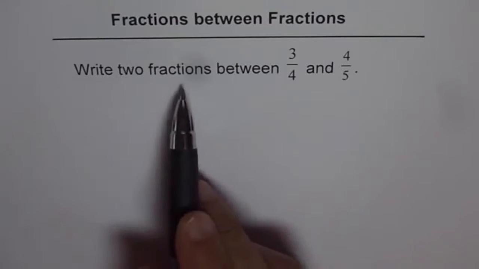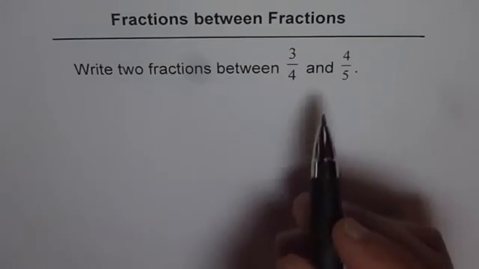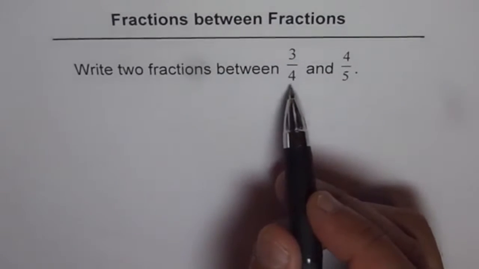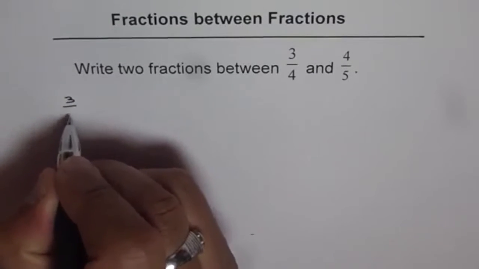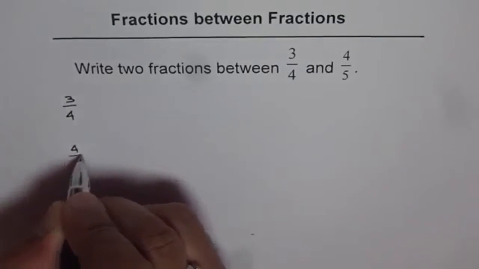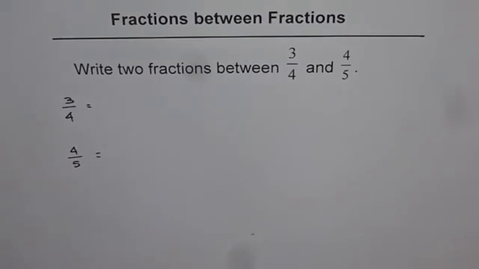Fractions between fractions. As you know, there could be infinite number of fractions between any two fractions. Here the question is, write two fractions between 3 over 4 and 4 over 5. So let's try to figure out how to write down fractions between fractions. So the lower one we have is 3 over 4 and then the higher one is 4 over 5. So 3 over 4 and 4 over 5 are the two given fractions. We need to write fractions in between them.